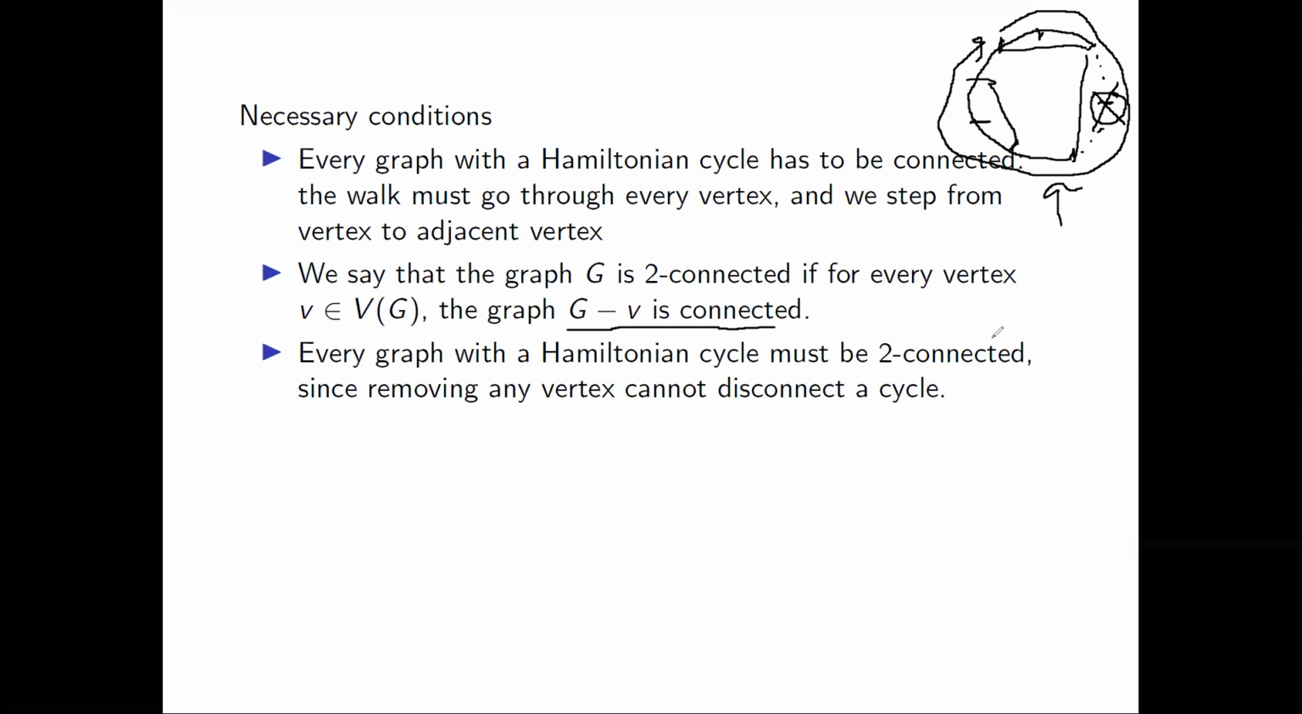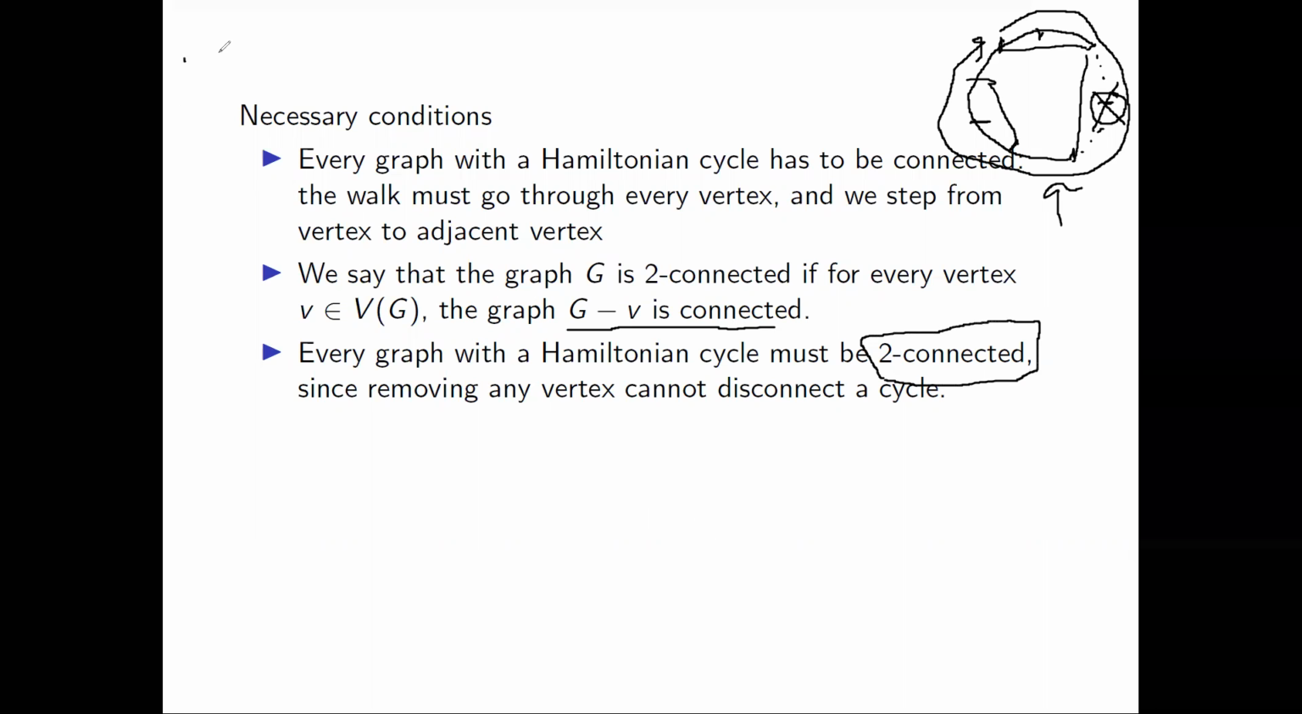And so that tells us if we have a Hamiltonian graph, in other words, a graph with a Hamiltonian cycle, this graph must be two connected. So even stronger than being connected, it has to be two connected. So if we remove any vertex, the graph that's resulting from that still has to remain connected. And that's a lot stronger than just being a connected graph.